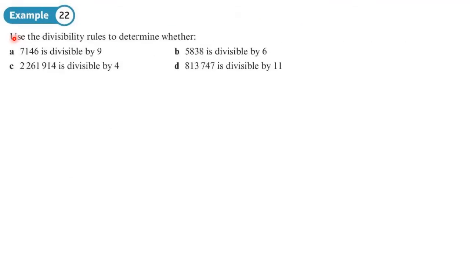Okay, on this example, we go back to the rules that I gave you right at the beginning, these divisibility rules, to determine whether each one of these numbers is divisible by the values given. So in A, if a number is going to be divisible by 9, then the sum of the digits also needs to be divisible by 9. So I'll write that down. The sum of digits needs to be divisible by 9. I suppose I could write it like this: 9 divides the sum of digits.